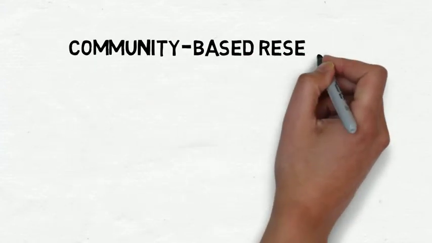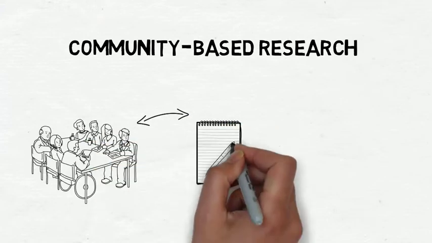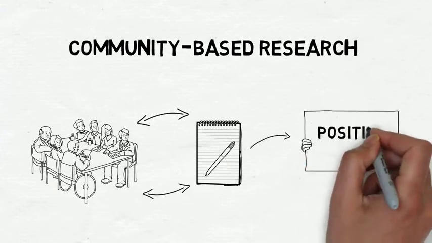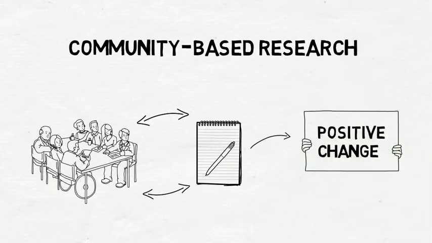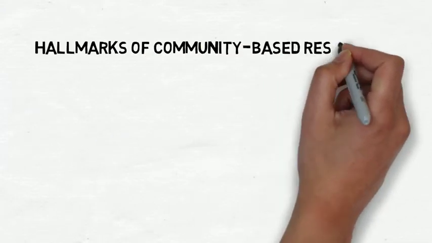Community-based research is a research approach that involves active participation of stakeholders, those whose lives are affected by the issue being studied, in all phases of research for the purpose of producing useful studies to make positive change. Three hallmarks or guiding principles help to define community-based research.